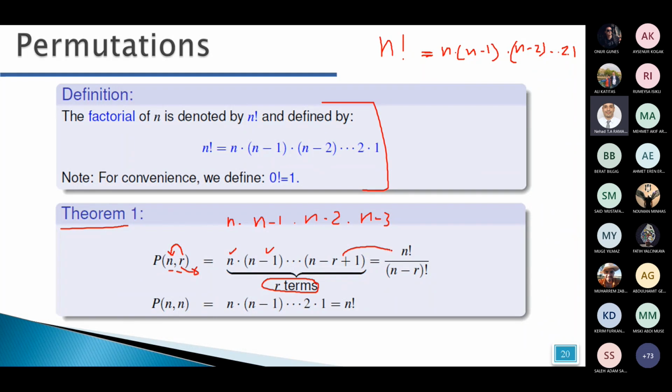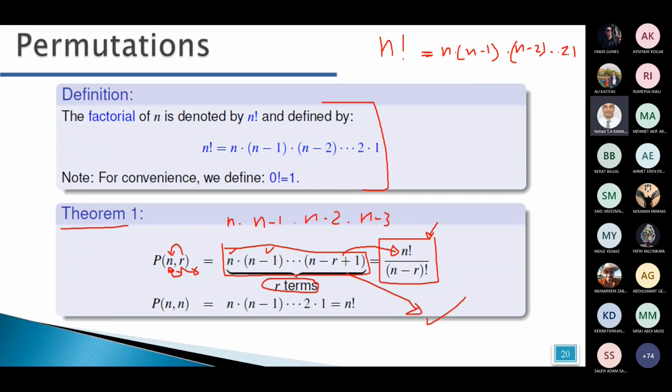So the general rule is like this: n factorial divided by n minus r factorial. So the permutation of r from n is n factorial divided by n minus r factorial. Actually, I don't usually apply this rule. I apply this one, which is very easy. I will show you why it's very easy.